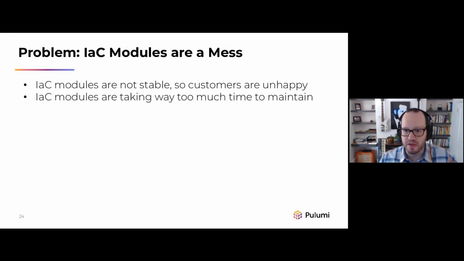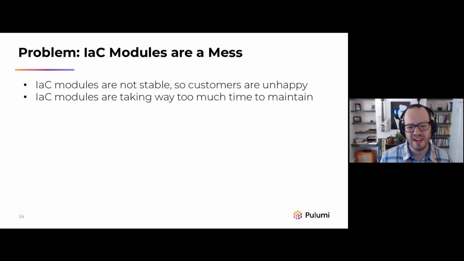So another problem I've seen very, very frequently in the field is you have IAC modules and they're a mess. And there's basically two ways that this kind of rears its ugly head. The first is that the modules are not stable, so you keep making modules and you make breaking changes to them, and your customers, your application teams, keep having to upgrade, and they're not happy about it. And so that's going to make them not like the platform team, or maybe even go around the platform.